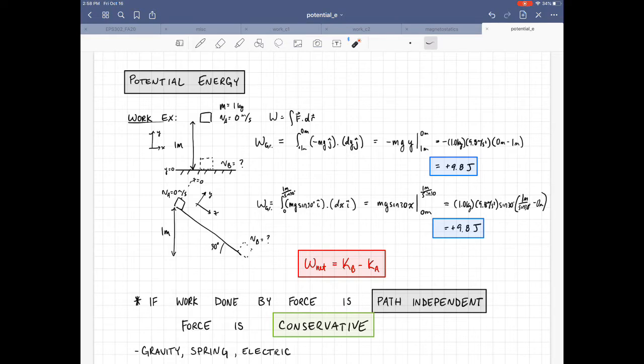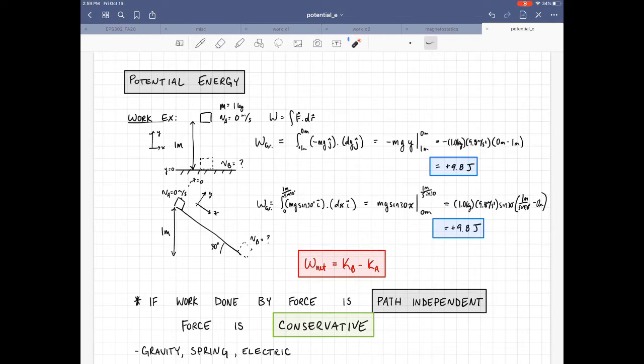And of course, if we think about the work energy theorem, since gravity has done work on this object, the kinetic energy of the object is going to change, right? So the kinetic energy of the object at the end is 9.8 joules more than what it started with, and since it started from rest, the final kinetic energy will be 9.8 joules.